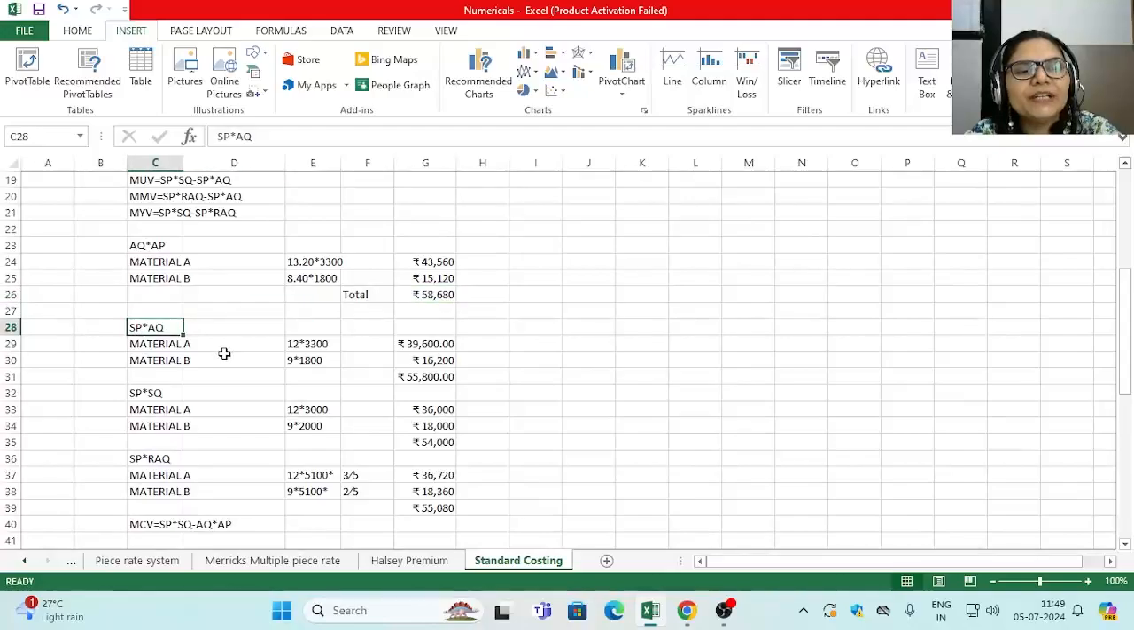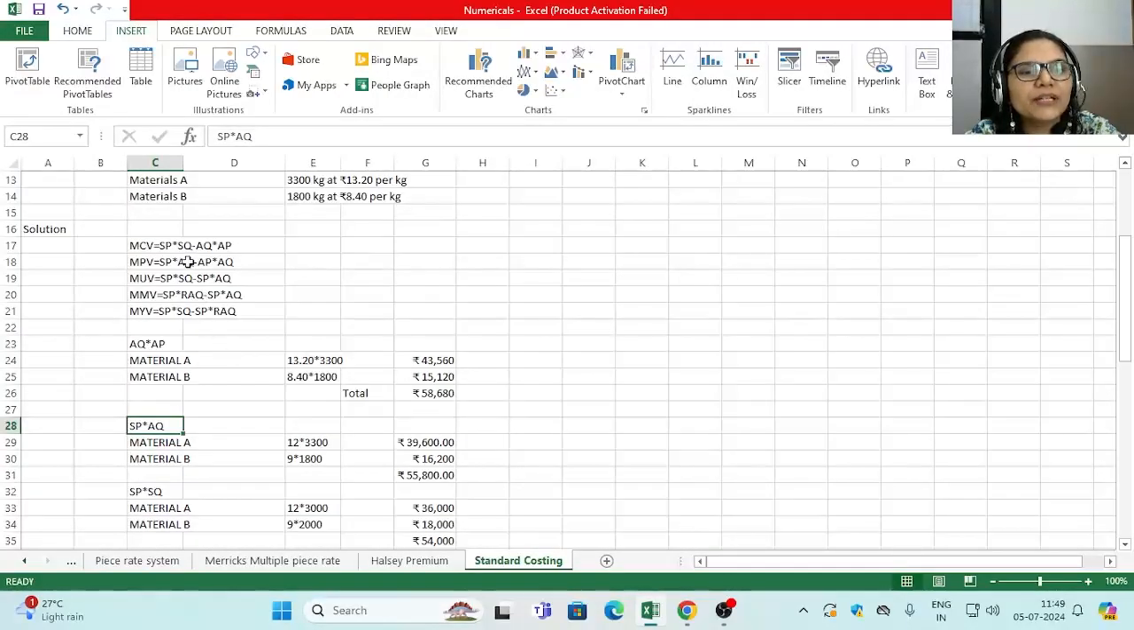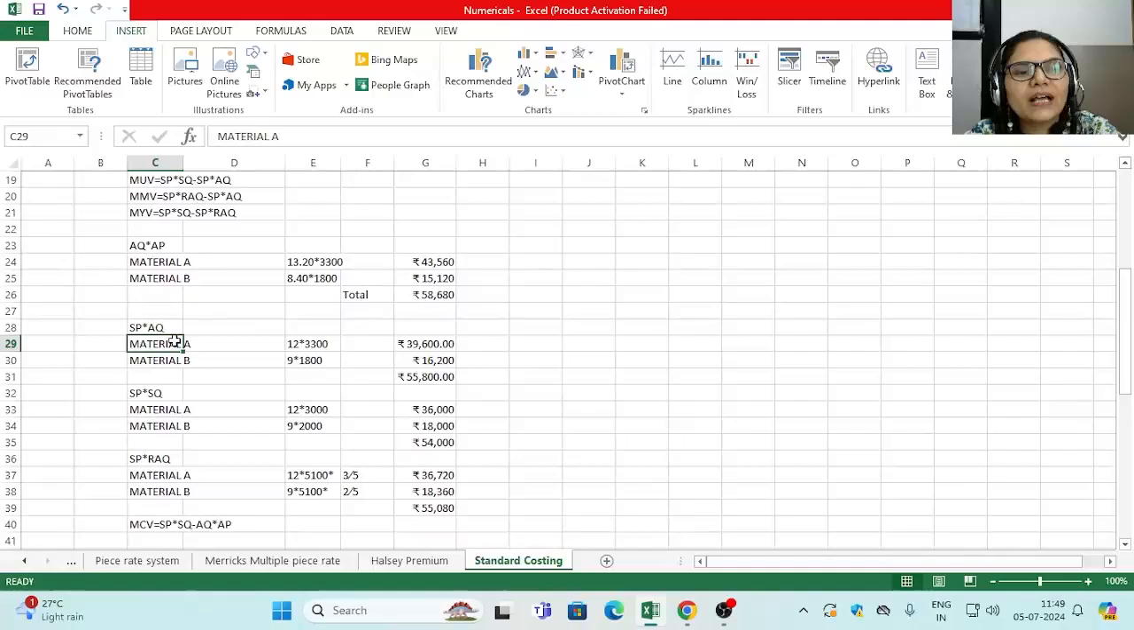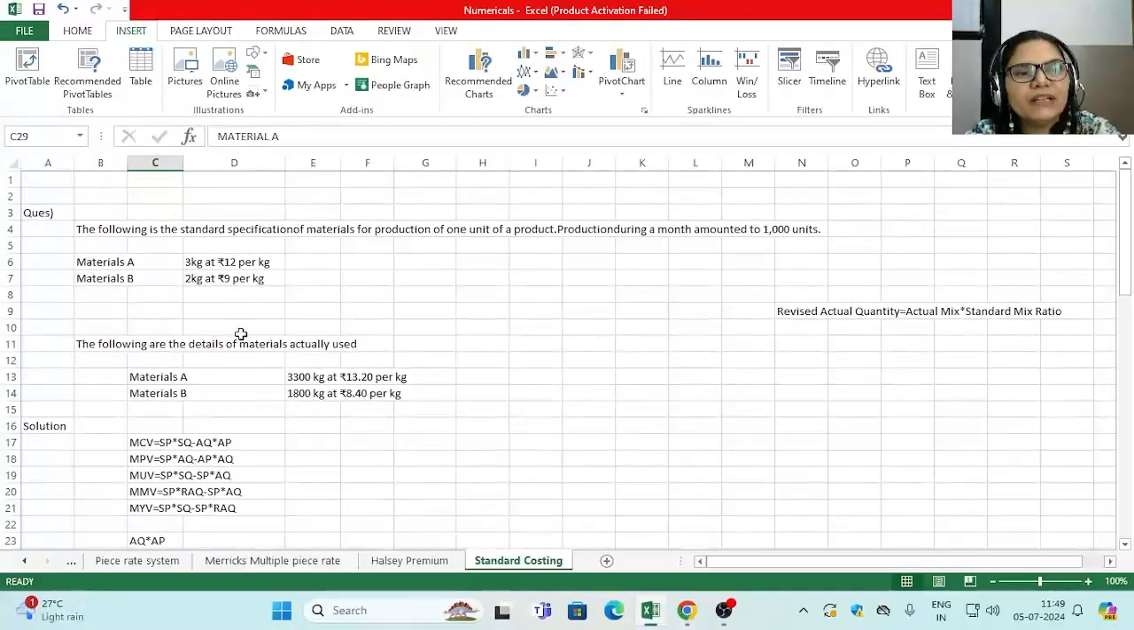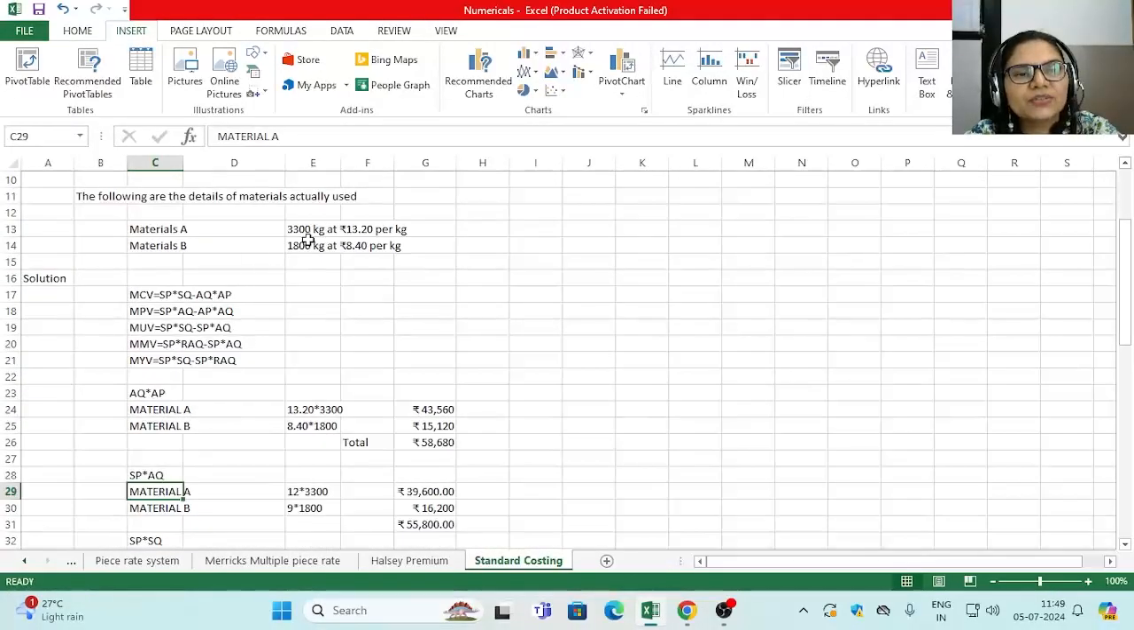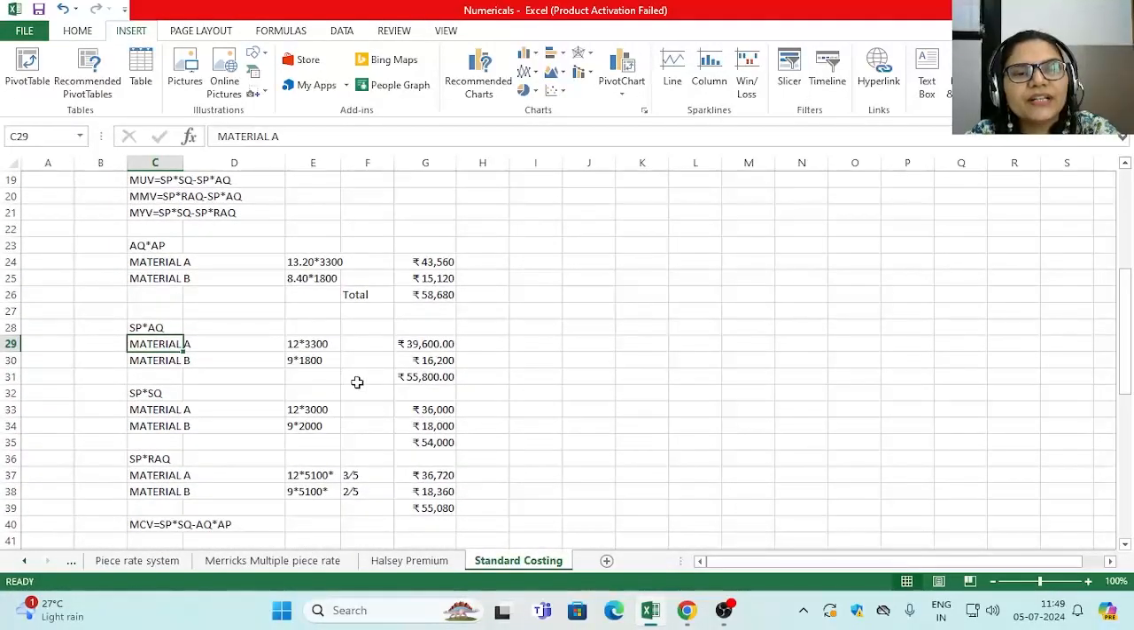Next is SP into AQ. SP into AQ, you can see that it is utilized in this particular formula and in usage variance. So you will also calculate material A and material B separately. We know the standard price is 12, and the actual quantity is 3300, and we will multiply, derive the value, and after totaling we will get the answer.